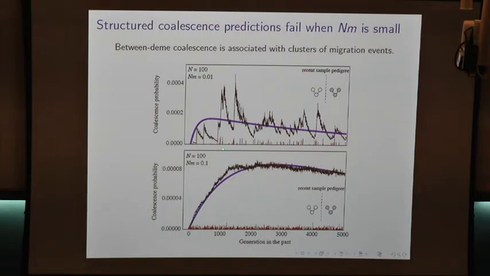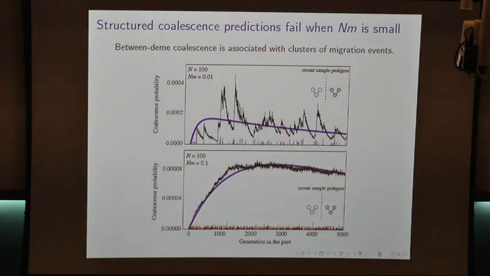What you can see along the horizontal axis in both of these graphs are actual migration events in the pedigree. When the migration rate is really low, coalescent events between populations are associated with bursts or clumpy migration events that happen over a few generations. I get a little clump of migration events, so all the loci can travel across between the populations as they go backward in time.